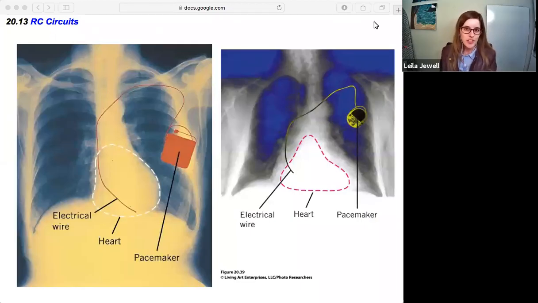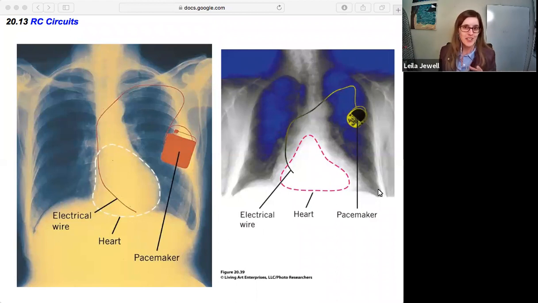Section 20.13, RC circuits. You may have heard of a device known as the pacemaker, right? It's shown here where there's an enlarged heart or an x-ray of a heart, an electrical wire that's connected to a pacemaker that's been installed surgically in this person. What does a pacemaker do? Well, it keeps a heart beating regularly, right? But how does a pacemaker keep pace? How does it know what a regular heart rate is?